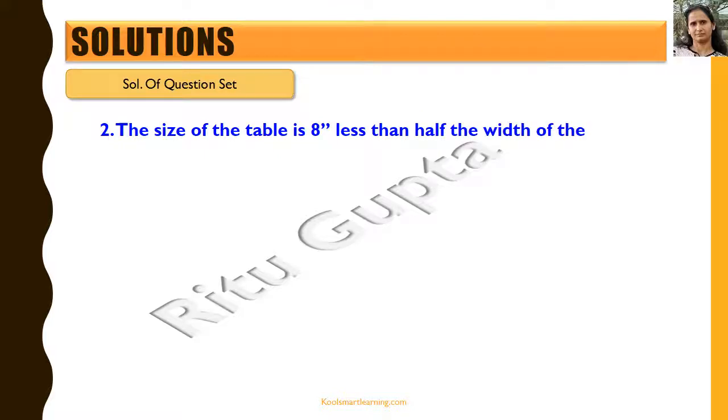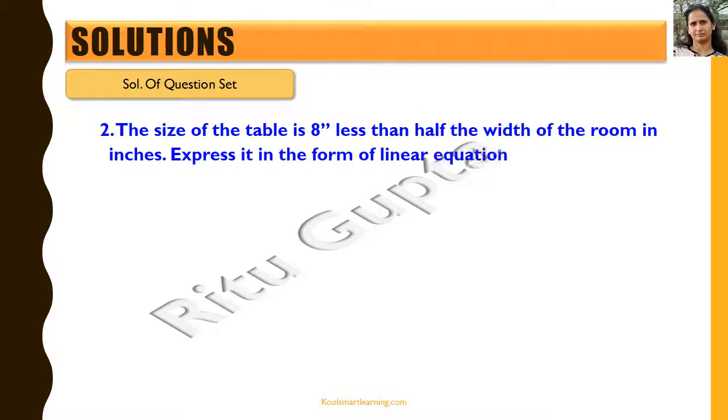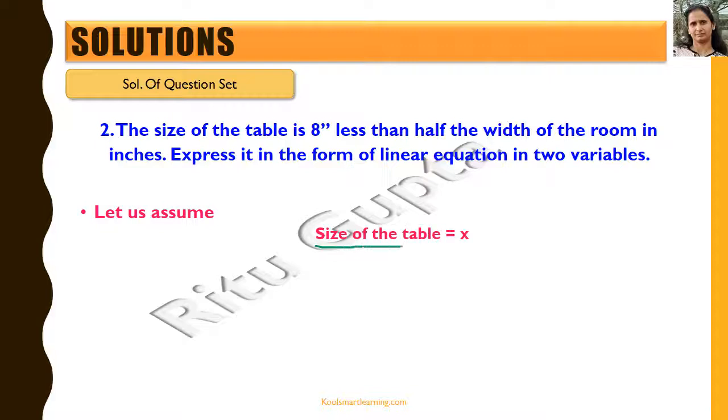Now moving on to the second question. The size of the table is 8 inches less than half the width of the room in inches. Express it in the form of a linear equation in two variables. So now we'll first of all assume that size of the table is x, and then we say width of the room is y. So these are the two variables that we take.